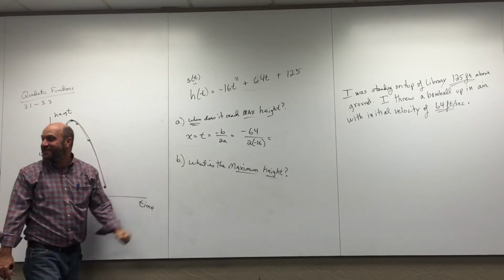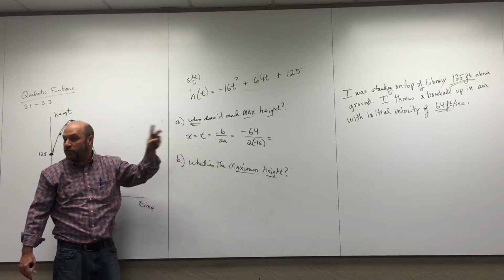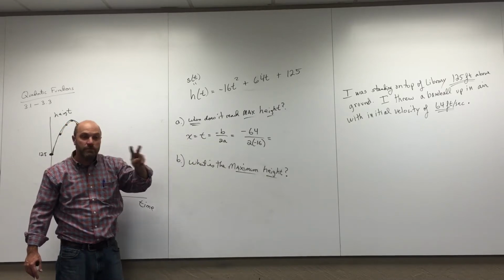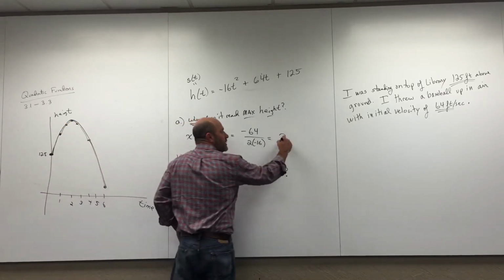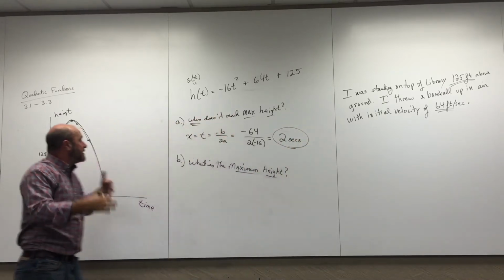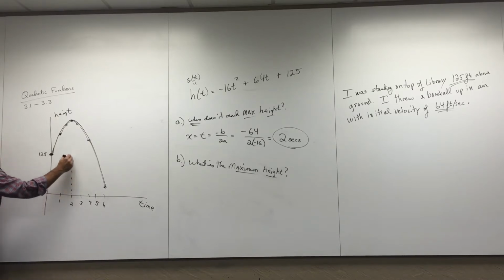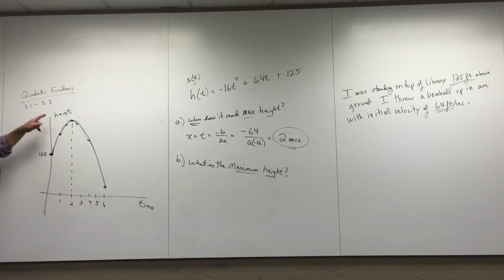Two. Thank you very much. 64 divided by 32. It's a 2. 2 seconds. That's the answer. When does it reach max height? 2 seconds. If this is my picture, it's not a bad picture. At 2 seconds, it reached max height.